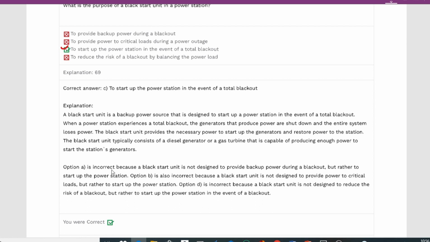So option A is incorrect because a black start unit is not designed to provide backup power during a blackout but rather to start up the power station. Option B is also incorrect because a black start unit is not designed to provide power to critical load but rather to start up the power station. Option D is also incorrect because a black start unit is not designed to reduce the risk of blackout, but rather to start up the power station in the event of blackout. So here option C is correct.